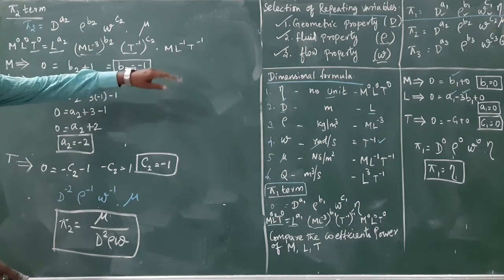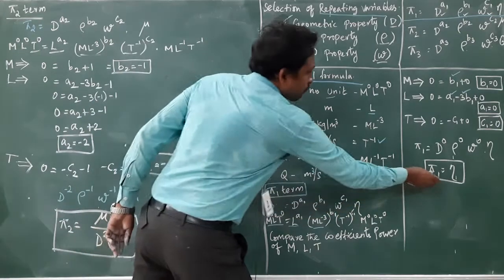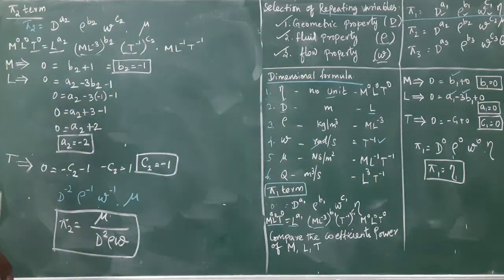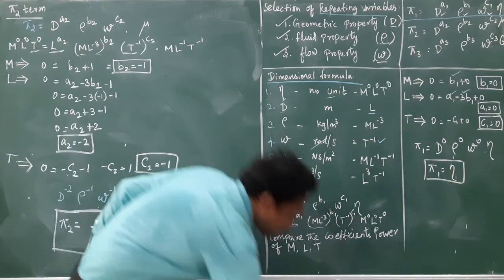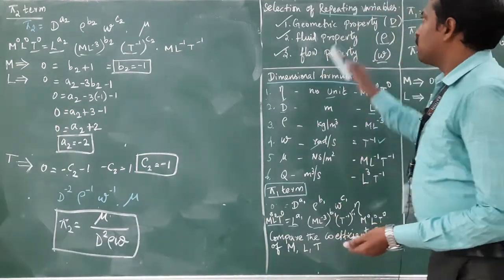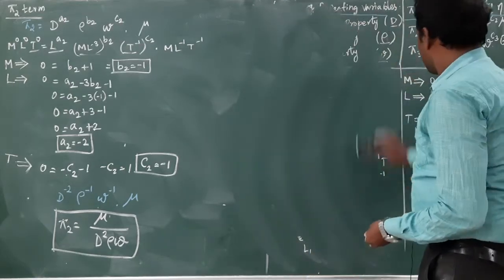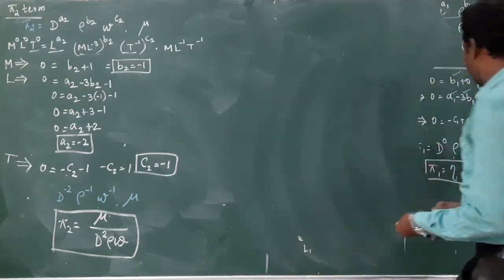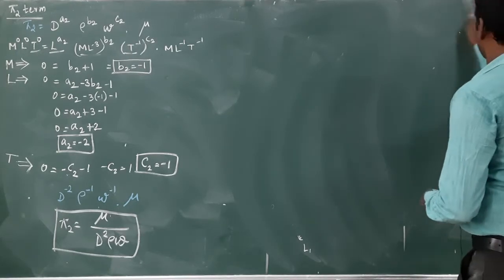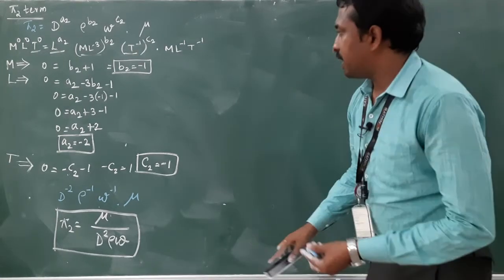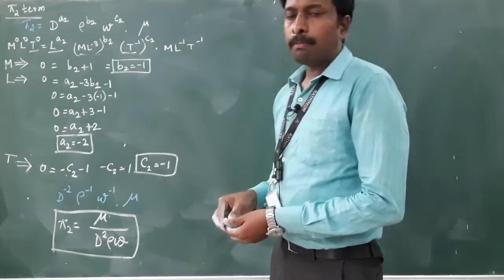Here we have found the values for the pi 1 term as well as the pi 2 term. Similarly, we need to find out the value for the pi 3 term, because in this problem we have 3 pi terms. So we need to find out the values for the pi 3 term also.